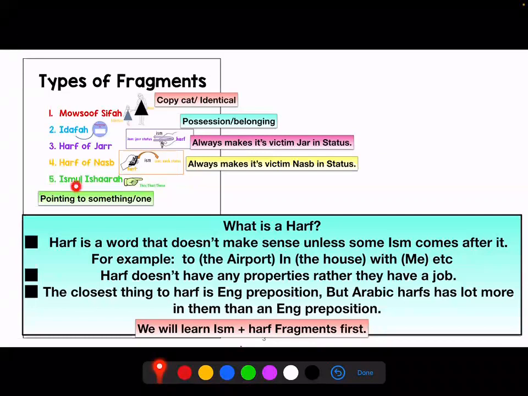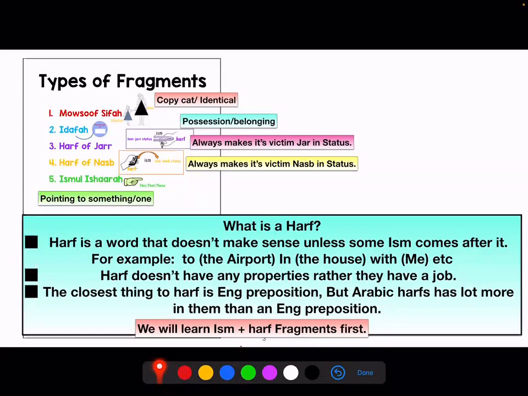Number 5 is Ismul Ishara fragment, meaning pointing. So sometimes you're going to say Hazal Baiti, this house. So you're going to say something about this house. Haza Baiti is something different. Hazal Baiti is something different, and that is some ishara. Inshallah, when we get there, I will explain more.